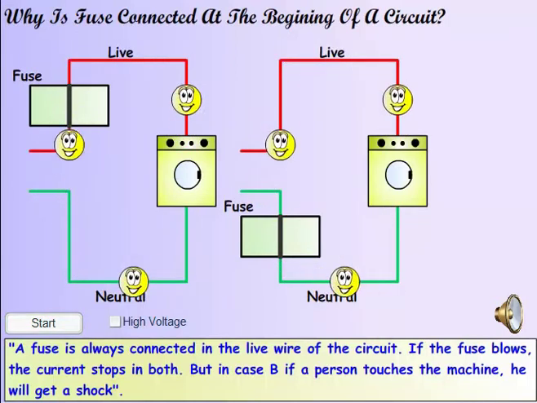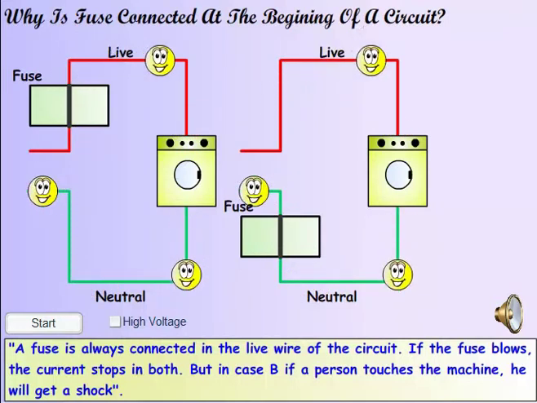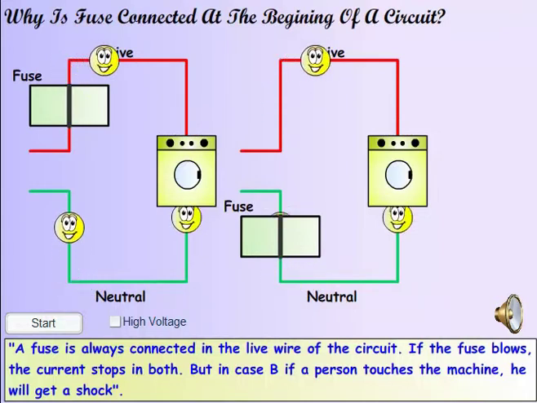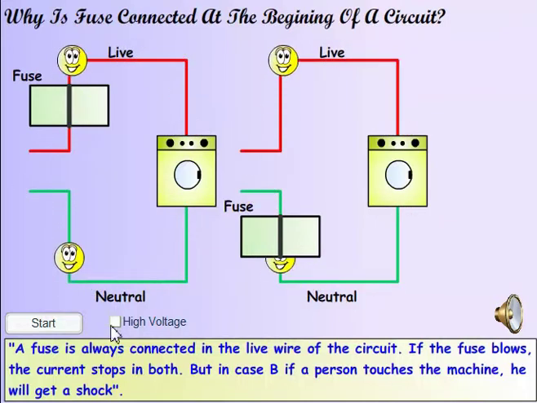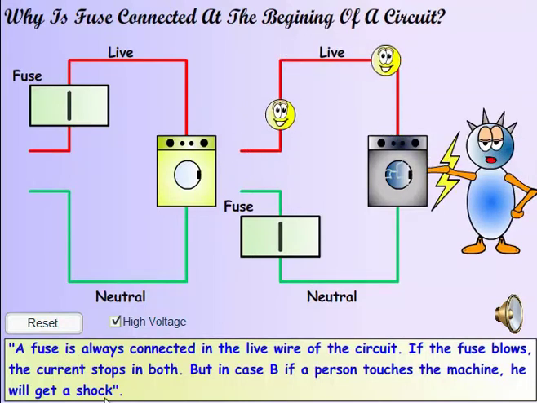The fuse should always be connected at the beginning of the circuit. This way, the moment there is a surge in the current, the fuse melts and stops the current from flowing to the equipment. If the fuse is connected after the equipment, the fuse would still melt, but the current in the live wire would keep flowing to the equipment. It would be dangerous if you touched that equipment, as a current would flow through you. You can tick the box High Voltage to notice the effect.